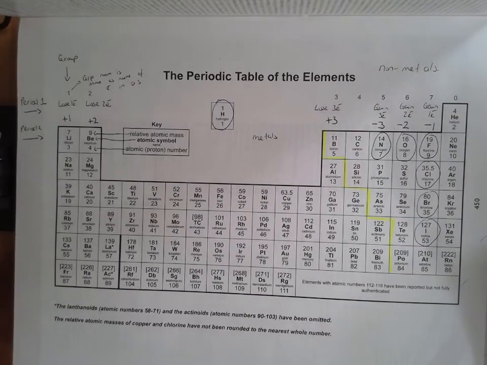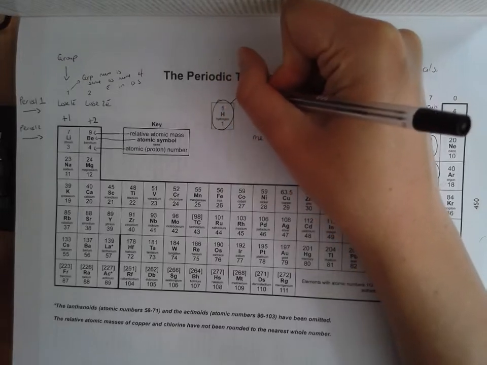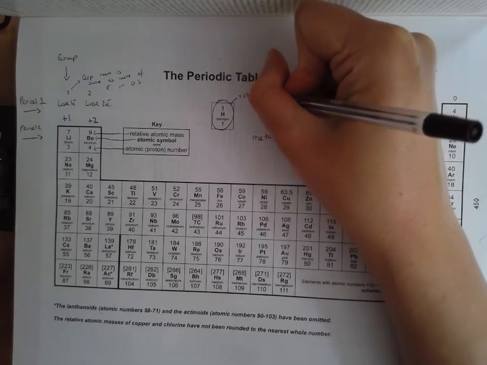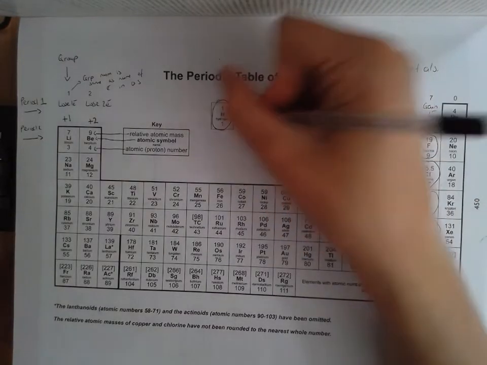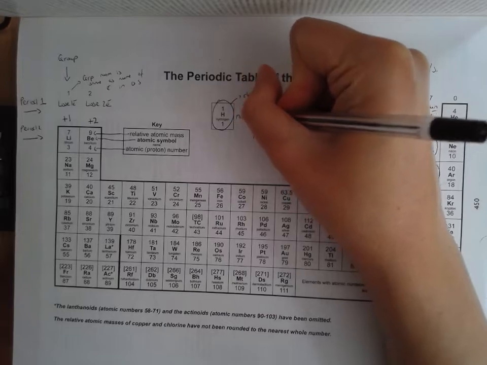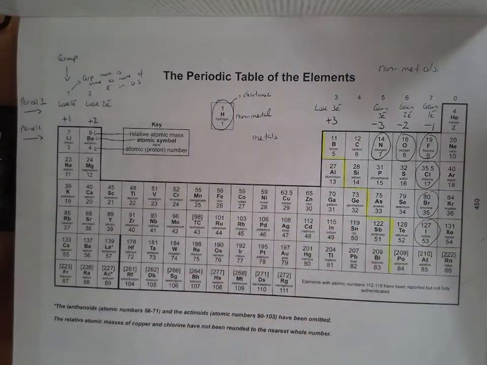Okay, and the reason I'm circling all of them is because they are diatomic. I'm going to show you the importance of that in a second. Okay, they are all diatomic. Okay, I would also remind myself that hydrogen is a non-metal. Okay, because it's over here with the metals, but it is a non-metal.